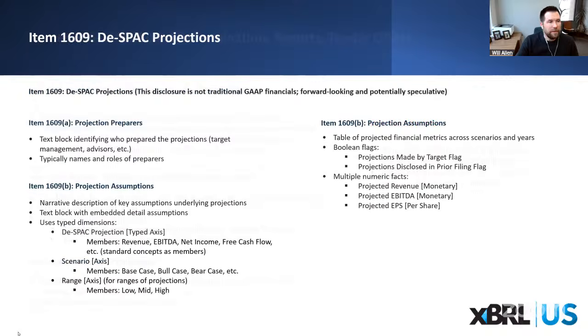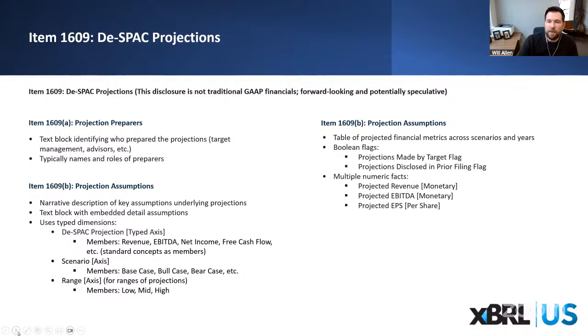And then lastly, we get into the 1609. So item 1609 is unique because it includes those forward-looking projections that I talked about earlier. Unlike historical GAAP financials, projections are just the management's best guess about the future. So they can be inherently uncertain. The SPAC taxonomy recognizes this by providing specialized axes and type dimensions for projections.